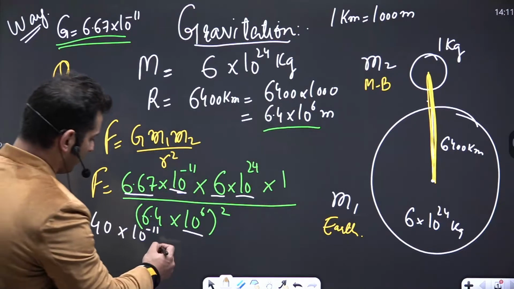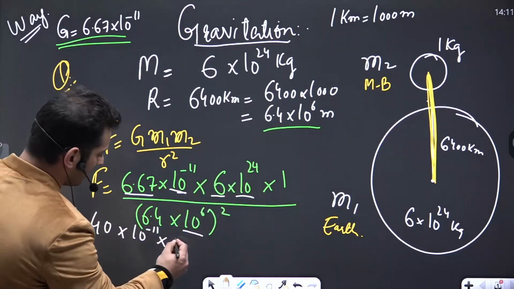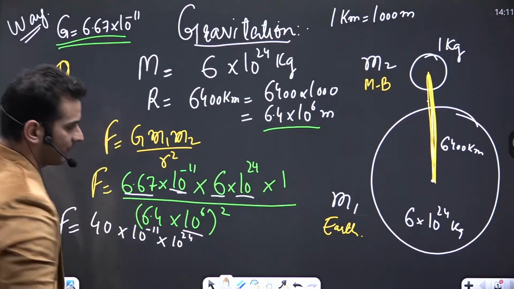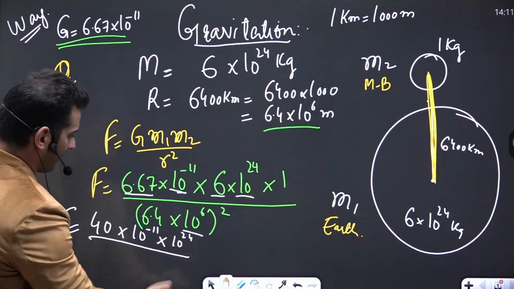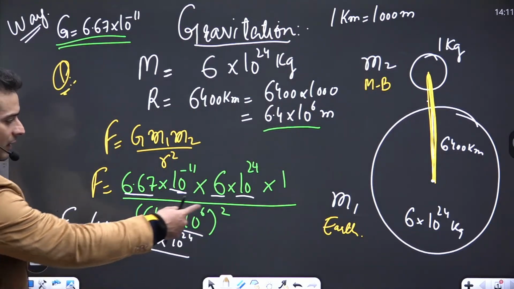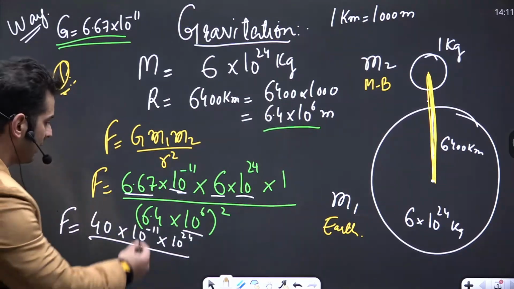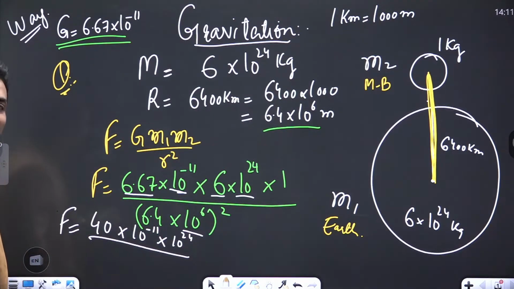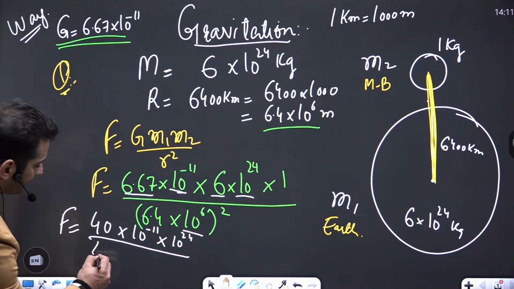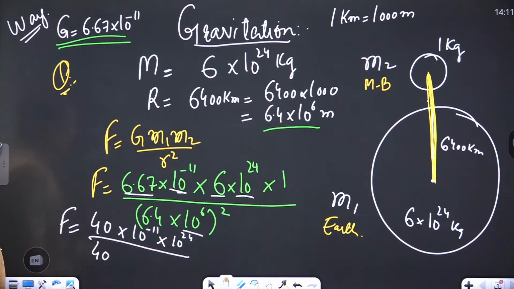minus 11 into 10 raised to power 24. Right, beta? Divided by, here 6.4 into 6.4. There is a square. You have to square both of the terms. 6.4 into 6.4. This will come around 40. Okay, beta? This will come around 40.